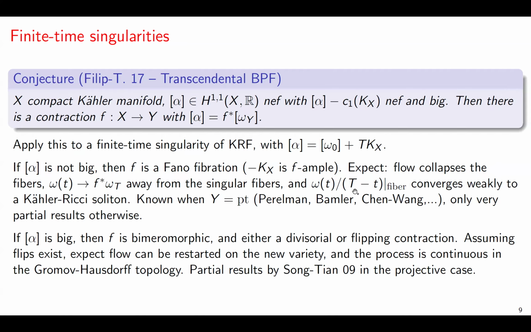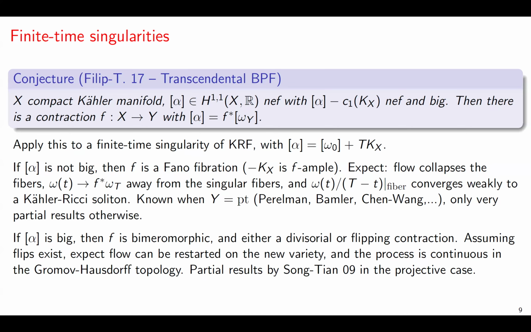Okay. Yeah. And also, besides the immortal case, so when you have a finite time singularity or collapsing to some lower-dimensional point, how much do we expect about the uniqueness of the converging metric?